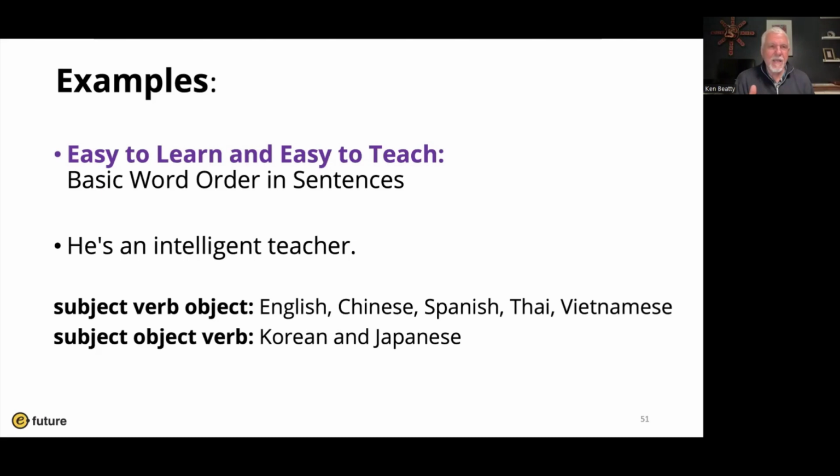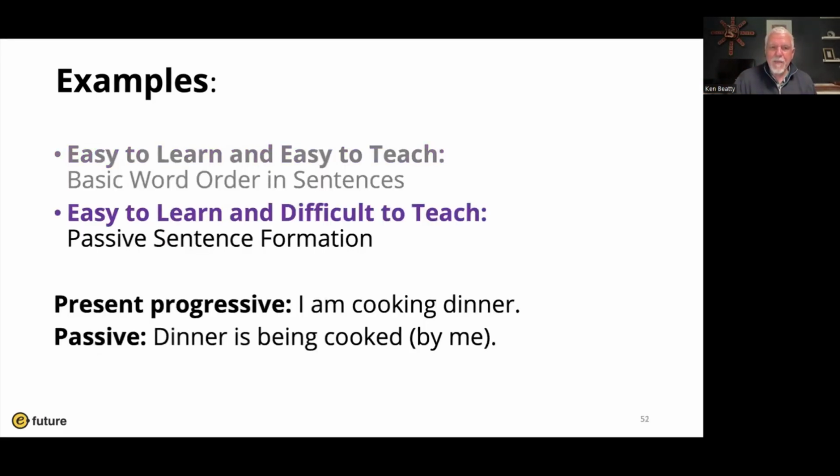So I can say, I live in a purple house, but in Spanish you would say, I live in a house purple. So it's just arranging it a little bit differently. Okay, so an example, some that are easy to learn and difficult to teach, is the present progressive. I am cooking dinner. It's complicated rules, but actually students pick this up quite easy. The passive, the dinner's being cooked by me. Again, the rules for those are complex, but actually, if you just expose students to it, they tend to learn.